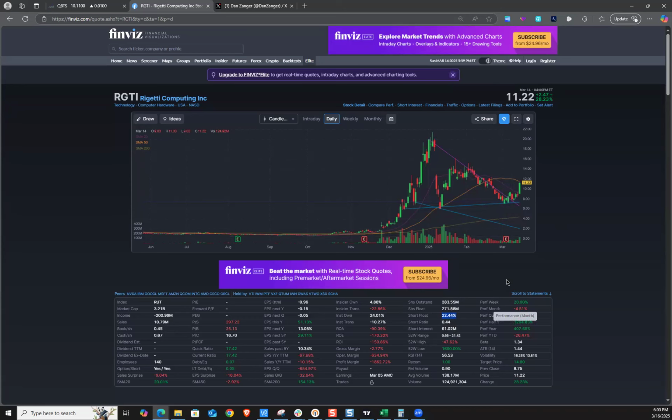So RGTI has a 22.5% short float, and there are 270 million shares out there. So that's like 55 million shares short, and average volume is 138. So that's also something, where once it starts to get going, it lures in some more.